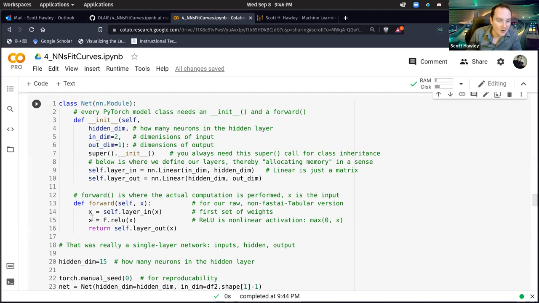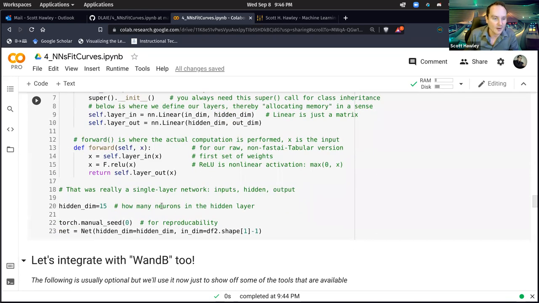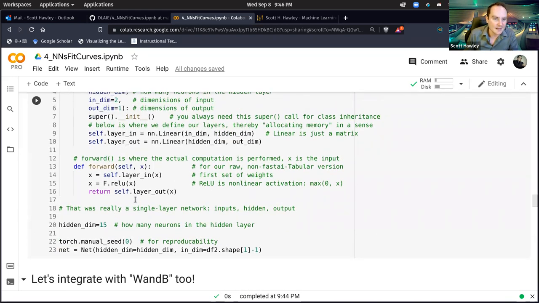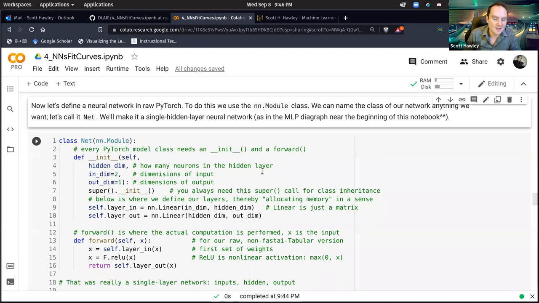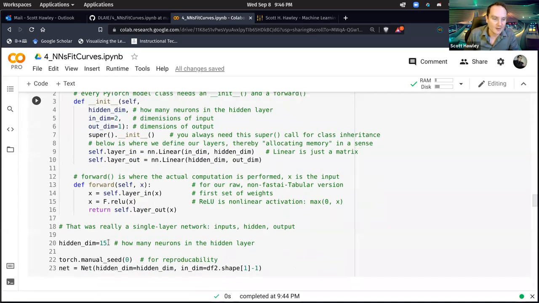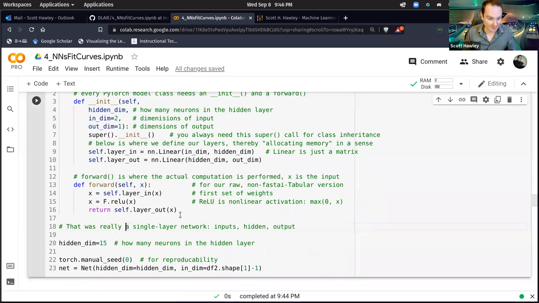All right, and then we're going to take that and run it through the output layer. And we could also do another ReLU on there. We got a lot of options, but this is our simplest thing that we're going to do. All right, and for now, hidden dim is the size, how many neurons we're going to have in our hidden layer. And so for starters, we're going to start with 15, which is not a lot. We could do lots more, but I want to keep things simple.